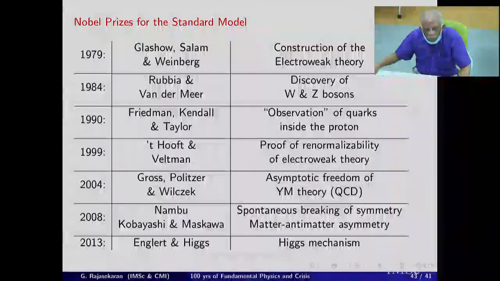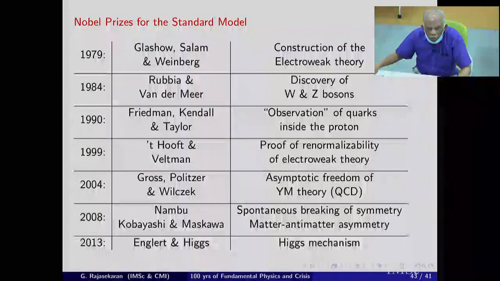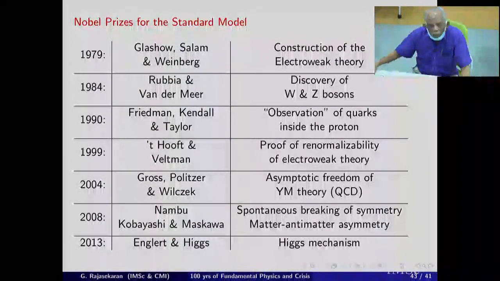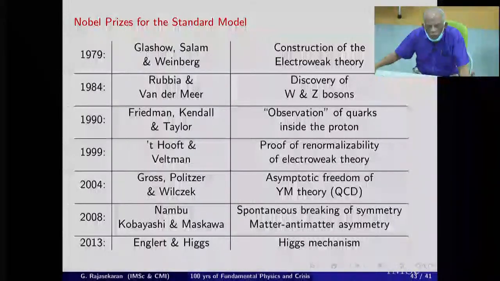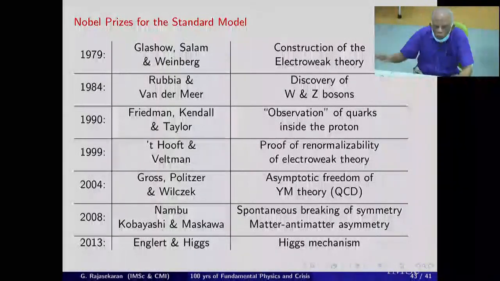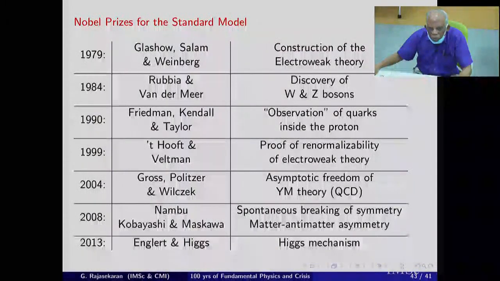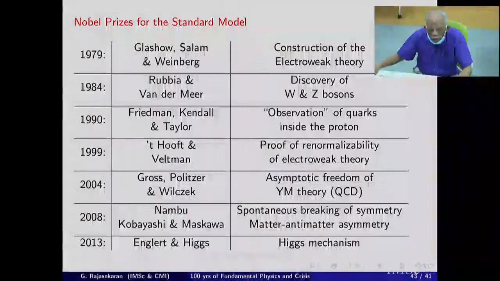Rubbia and Van der Meer in 1984 discovered the W and Z, which I mentioned. Actually, Van der Meer is not even a physicist, he's an engineer. But it is his engineering skill which helped to accumulate enough antiprotons. There was a machine in which protons and antiprotons were made to collide in order to produce W and Z. So new machines were created through Van der Meer's technique, and that is why, although he was an engineer, he was given the Nobel Prize.